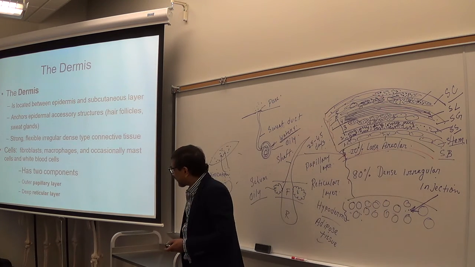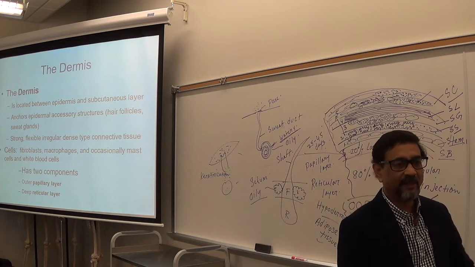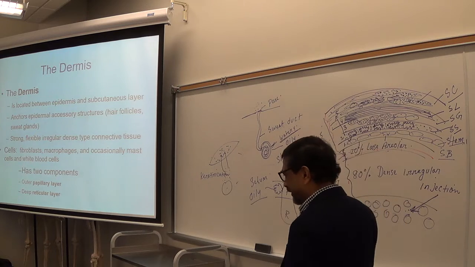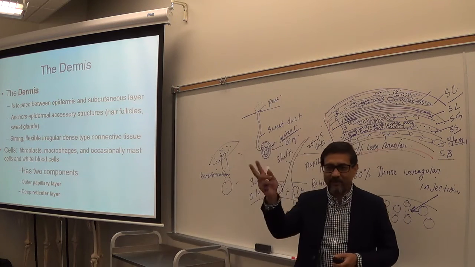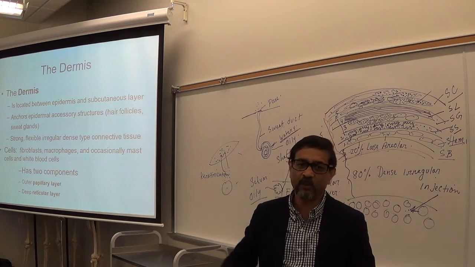Okay? We have already talked about 2 layers of dermis, right? Inner reticular gives 80% thickness, outer papillary gives 20% thickness, right? And 2 different types of tissue. Inner is dense irregular, outer is loose areolar.